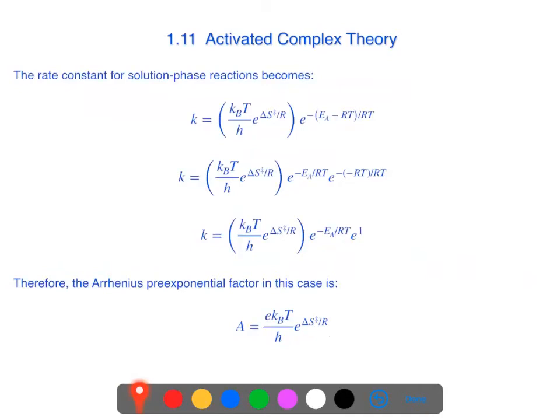As a result, the Arrhenius pre-exponential factor now becomes the following, where it's equal to e to the 1, or simply e, the Boltzmann constant, and temperature, the product of those three terms, over the Planck constant, multiplied by e to the delta S double dagger over R, that entropy of activation. So here we have a description of the Arrhenius pre-exponential factor in terms of a thermodynamic property, that of entropy. Now, for gas phase reactions, the situation will be slightly different, and that's what we'll look at next.